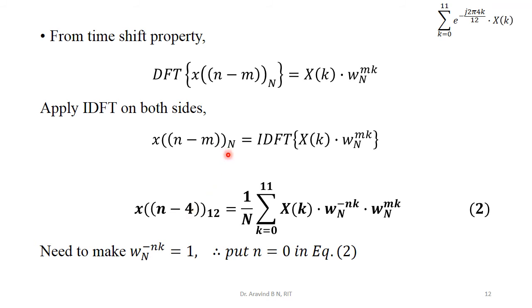N is the length of the sequence, that is 12, that is also being directly taken. On the right hand side, now we are going to have just the expansion of this IDFT of X of k into omega N to the power of mk. And now a little bit of comparison of this right hand side part with what has been asked for us in the expression.